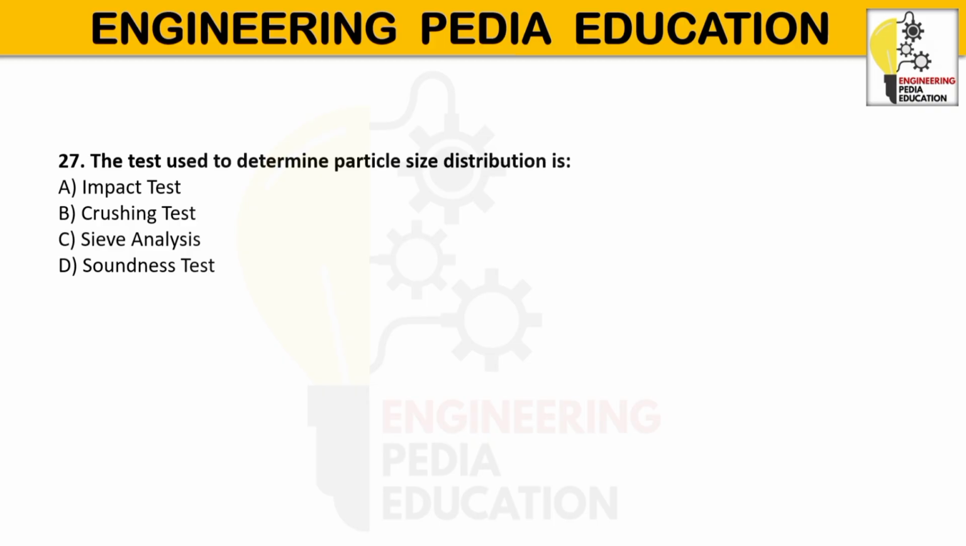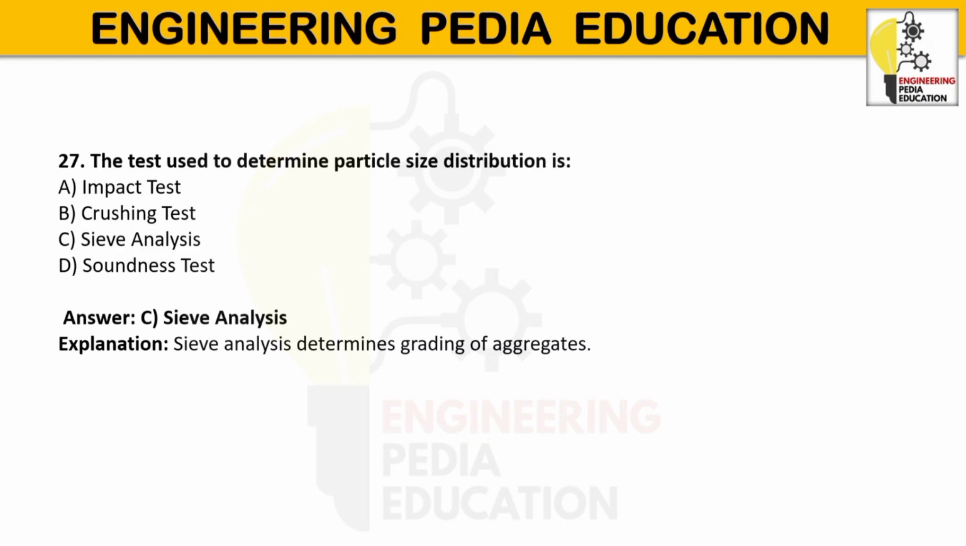Which test is used to determine particle size distribution: impact test, crushing test, sieve analysis, soundness test? So the correct answer is sieve analysis. Sieve analysis determines the grading of aggregate. The purpose is to find the grading, determine the fineness modulus, check suitability for concrete and road works, and ensure proper workability and strength.